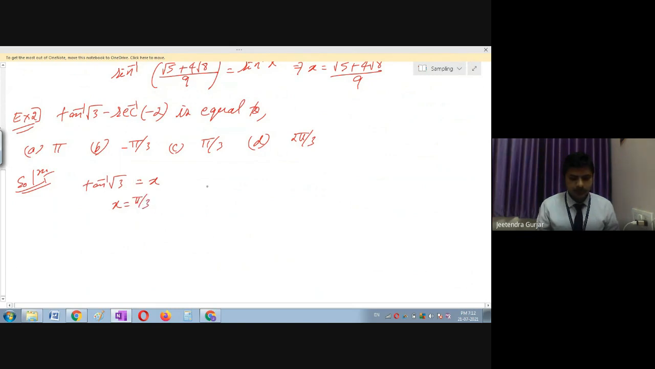Same way, you're going to take sec inverse minus 2 is equal to, I will take some y value. Easily you can see here minus is there, students. So please be very careful while taking the sign here. Whenever there is a minus, see that you simplify properly. So this is sec inverse. You cannot simplify directly, therefore you can easily write here.